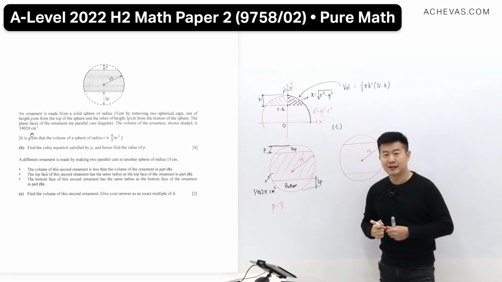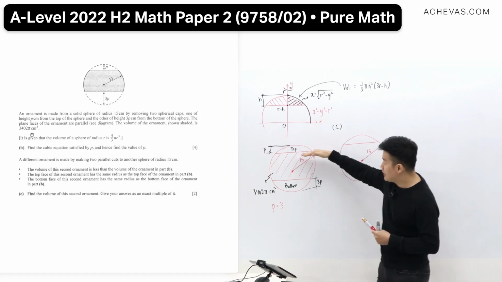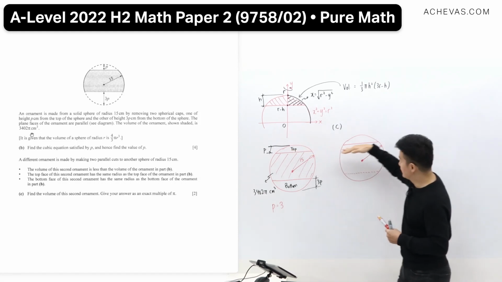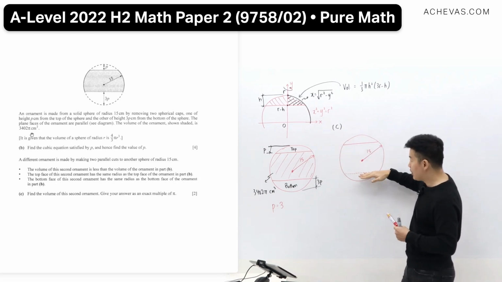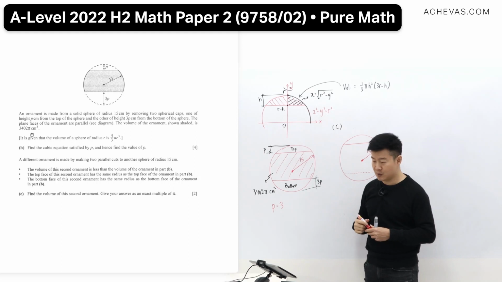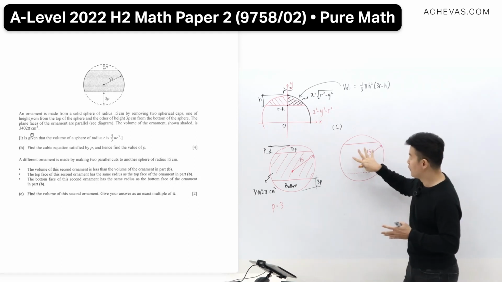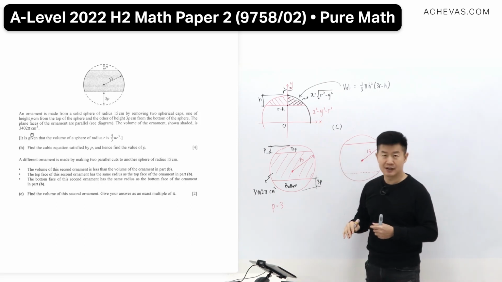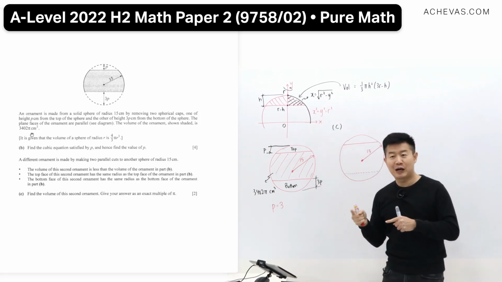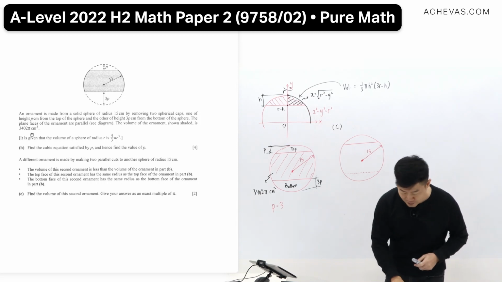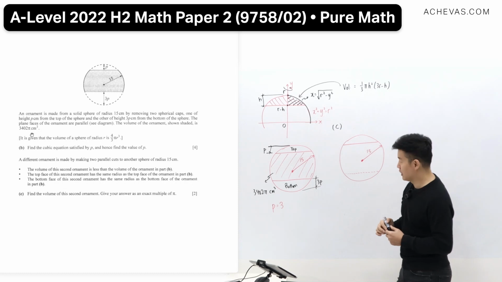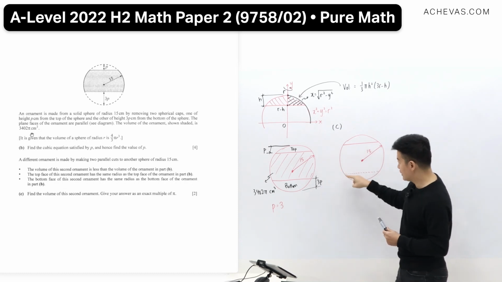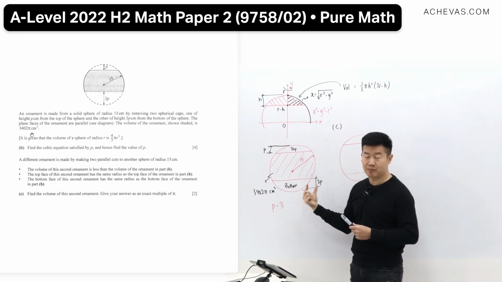Okay, that's a strange thing. If the radius of the top cap is the same as the previous one, and the radius of the bottom cap is also the same as the previous one, how can this volume over here, for the second ornament, be less than this? And that is why we need to put on our thinking cap. Because in order for this to happen, how can this be smaller than this, yet I retain the radius of the bottom cap?